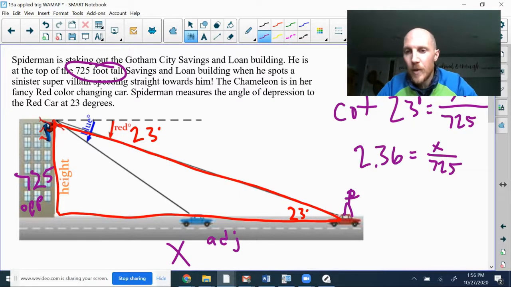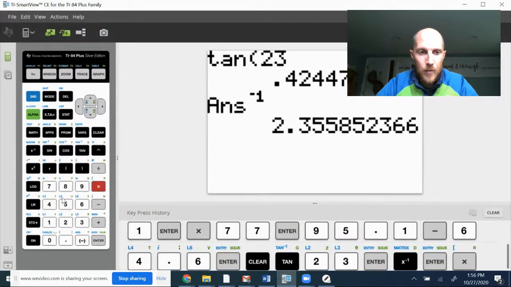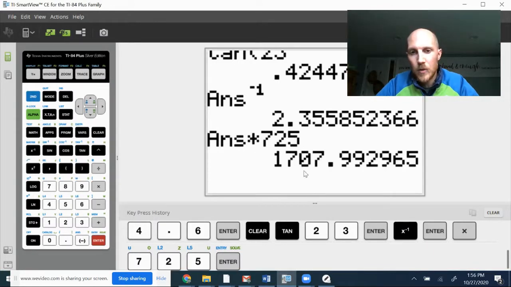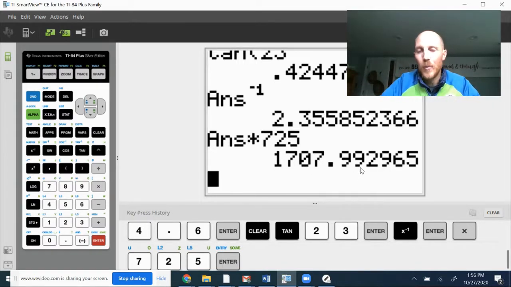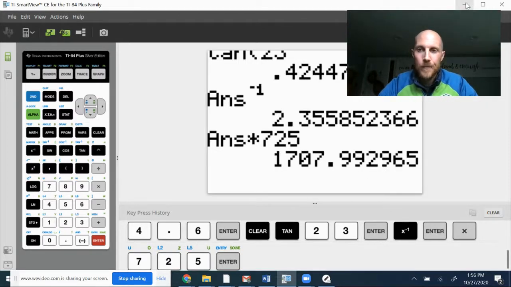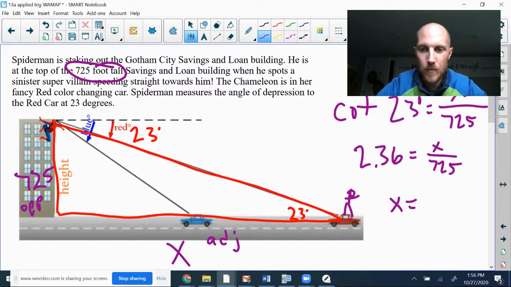Okay, to solve my algebra problem, I get x by itself. I'm going to need to multiply both sides by 725, times 725. Final answer, 1,707.99 feet. Okay. If I'm rounding to 2 decimal places, I need the 0.99. If I'm rounding to 1 decimal place, it's going to go up to 1,708.0 feet.